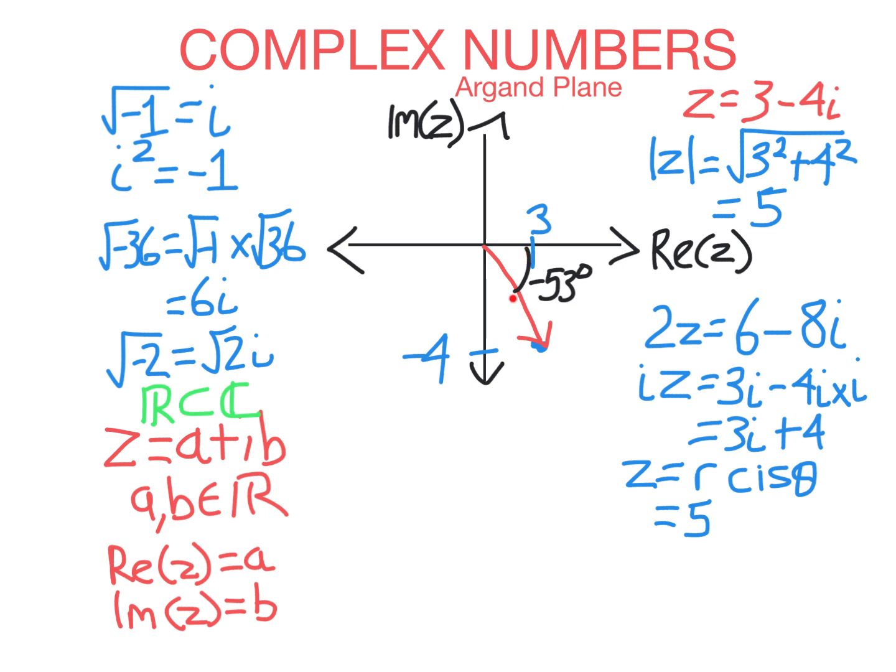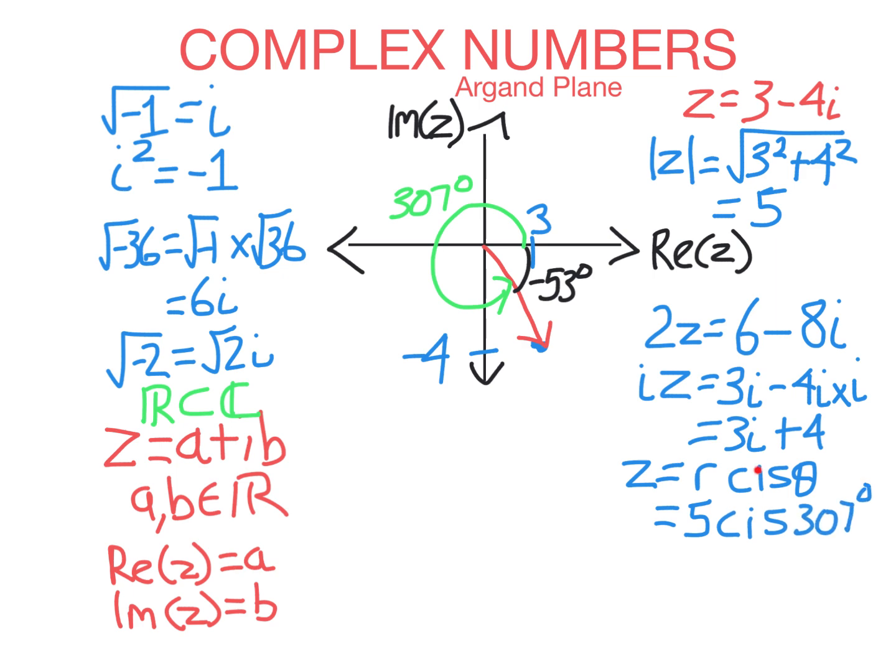Remember, negative means it's going clockwise rather than anti-clockwise. But of course, the angle that we report is the angle made with the positive x-axis going anti-clockwise. So this angle here will be 360 minus 53. It'll be 307 degrees. So in our polar form, this will be 5 cis 307 degrees.